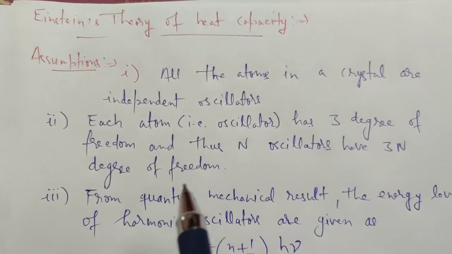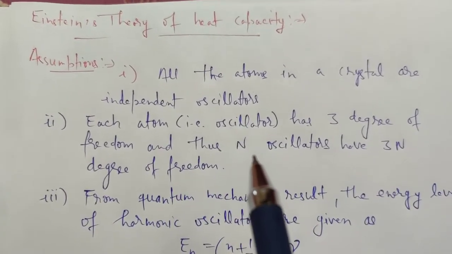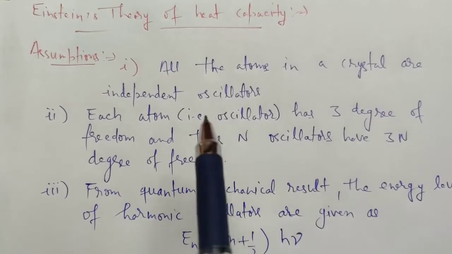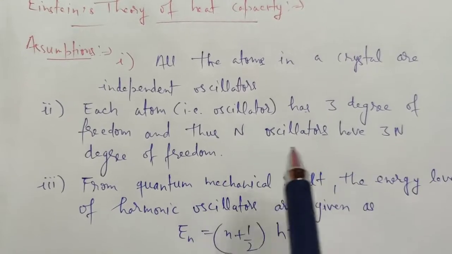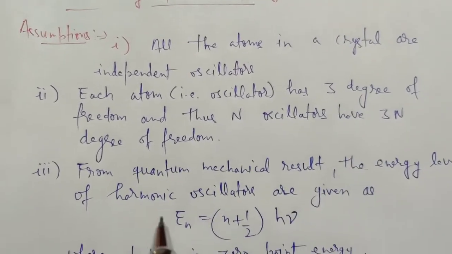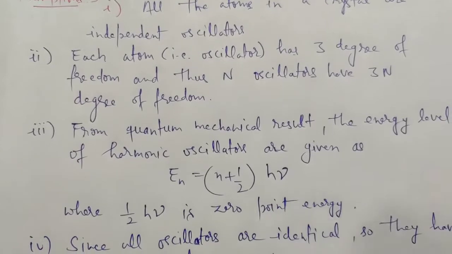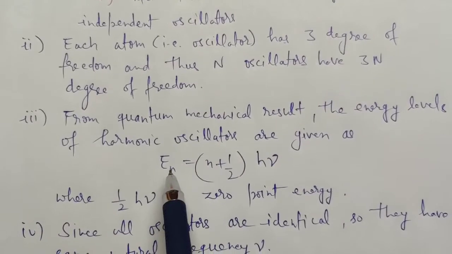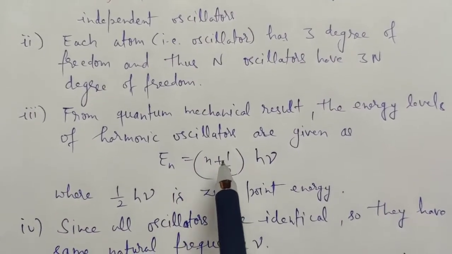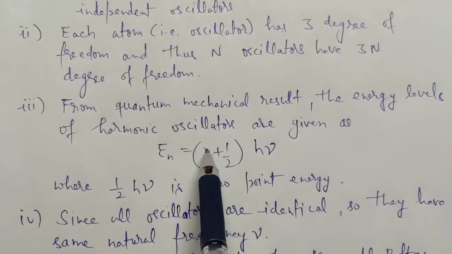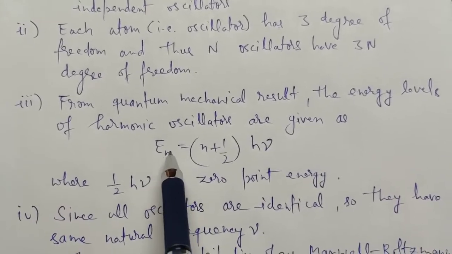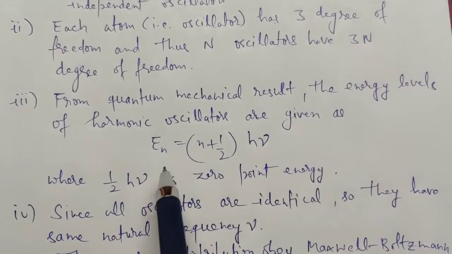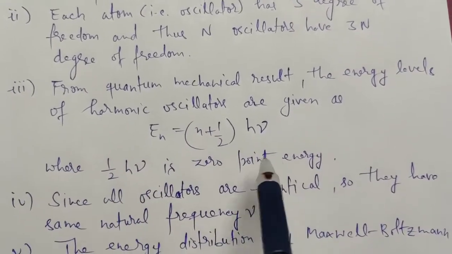So we assume that there are N oscillators in the solid, meaning N atoms. Therefore they have 3N degrees of freedom, because each oscillator has 3 degrees of freedom, meaning it is a 3-dimensional oscillator. And from the quantum mechanical result, the energy of a harmonic oscillator is given by this: the energy of the nth level is (n plus half) h nu. When n is equal to 0, that is for the ground state, this is the zero point energy. It will not be 0 at the minimum level, so it is called zero point energy.